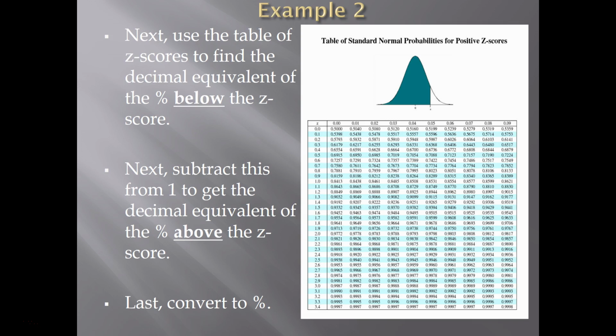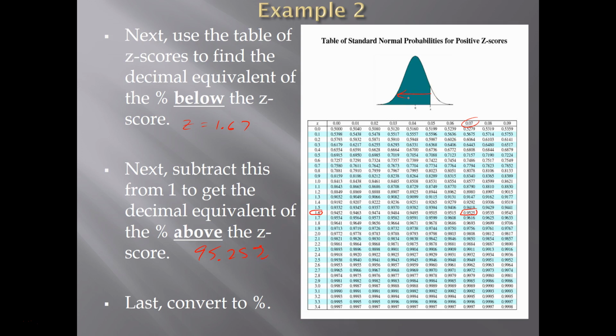All right, so this kind of talks through the steps that we just did. It's a little bit easier to see now, so we got our z-score of 1.67. Okay, so here's where the 1.6 is, here's where the 0.07 is. Those collide right there, so that's where your 0.9525 comes from. So 95.25% is to the left.